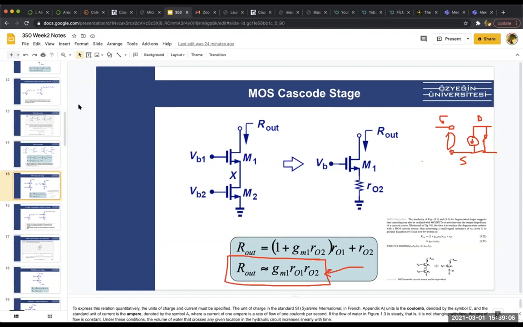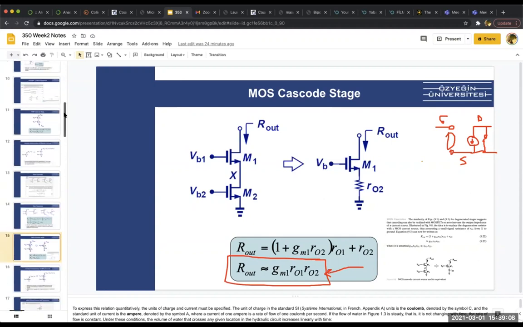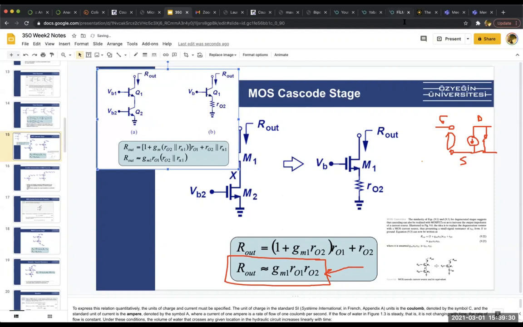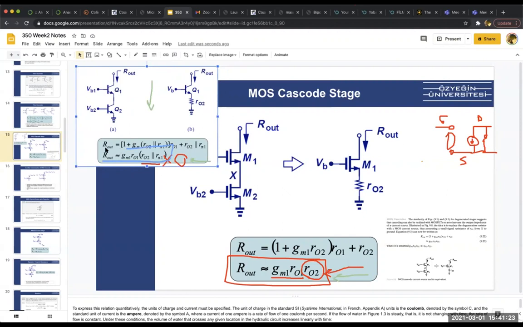But if I bring you a BJT cascode, as you can see, the equation is GM1 RO1. Well, we have GM1 RO1, but here R pi dominates. So now we don't have R pi, so we see RO2. Which circuit has higher output impedance? A BJT cascode or a CMOS cascode? This one is BJT and this one is CMOS.